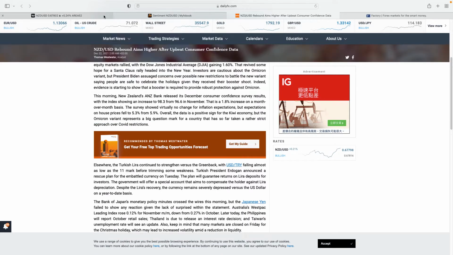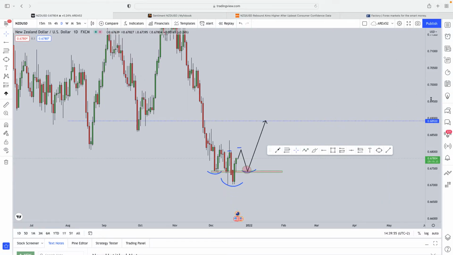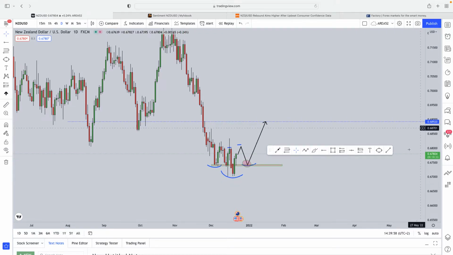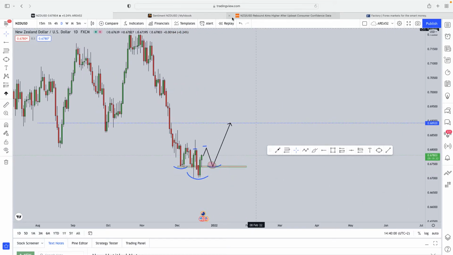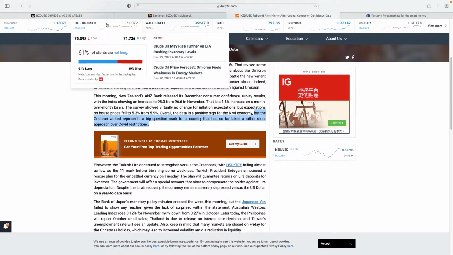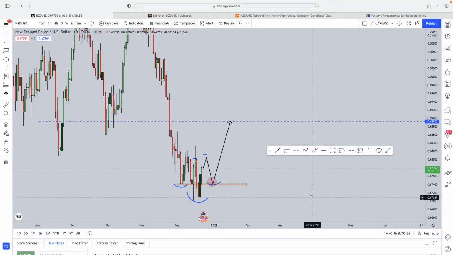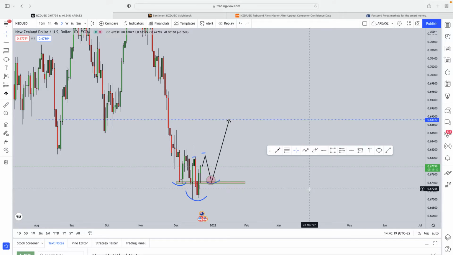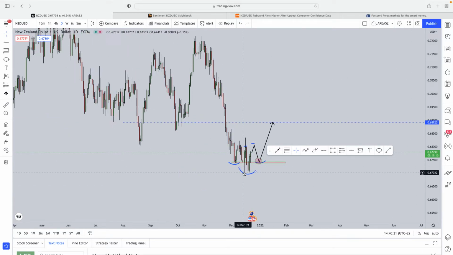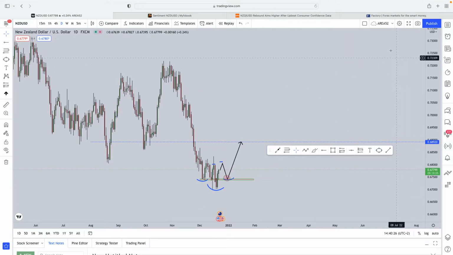Now, one thing you need to keep in mind is that fundamentals drive the long-term momentum of the market, and technical data drives the short-term momentum of the market. So the long-term outlook is still quite bullish. However, there's one thing we need to take into consideration. It says here, but the Omicron variants represent a big question. We know that Omicron is considered a big risk, not just for the NZD, but across all major currencies. And we can also see how the NZD has been quite oversold over here, so a pullback is expected in the market.